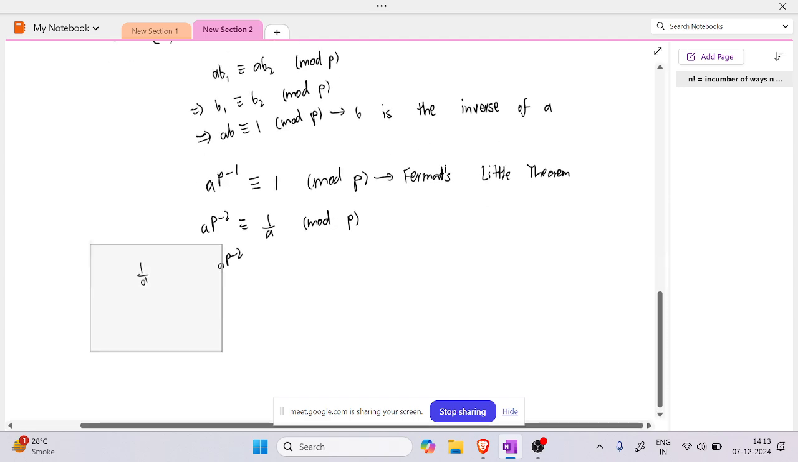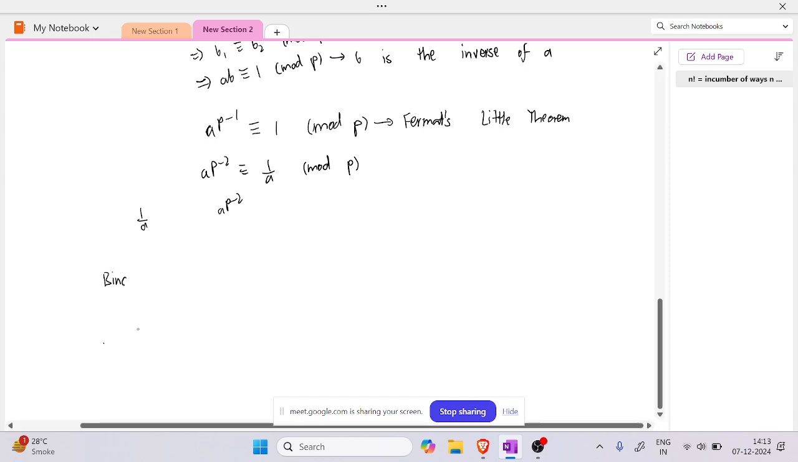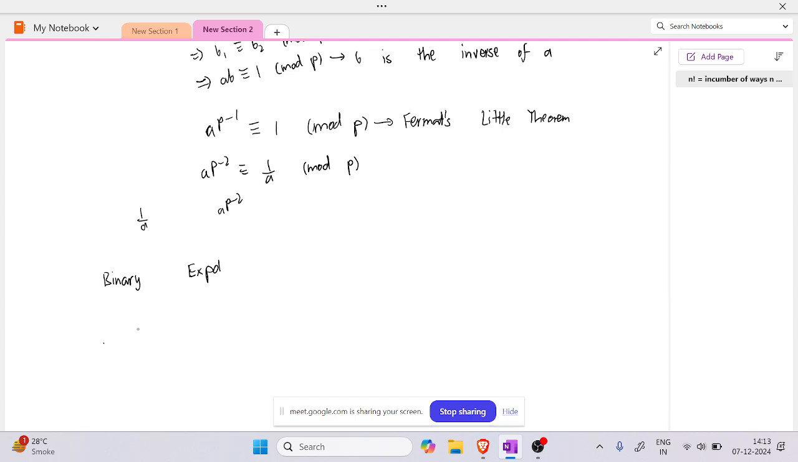we have something called binary exponentiation. Let's say you want to calculate a to the b mod m, where b is say 10 to the 18. So obviously normal multiplication is out of the question.